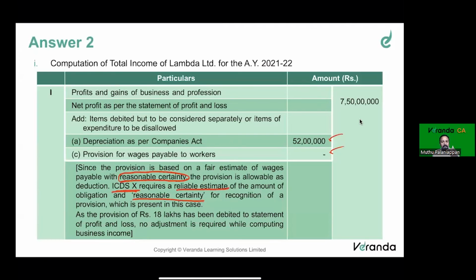When you say reliable estimate, I have calculated more or less the exact amount. That is a reliable estimate. When I say reasonable certainty, when I'm booking in the books of account, I know for sure I'm actually going to make this payment. So that is what is called reasonable certainty. If both of these are applicable to that particular transaction, then it becomes an eligible transaction as far as the income tax provision is concerned. It need not be disallowed. So this is also what we discussed. So that's why no adjustment is required.